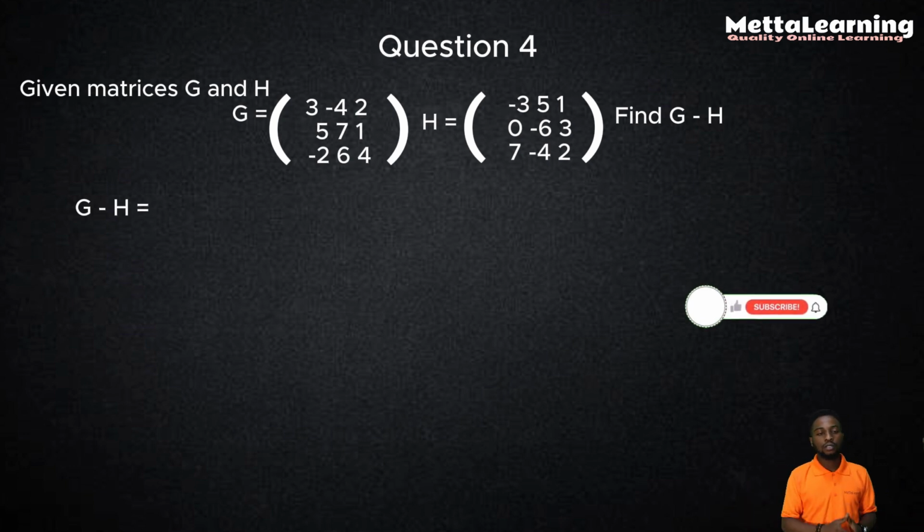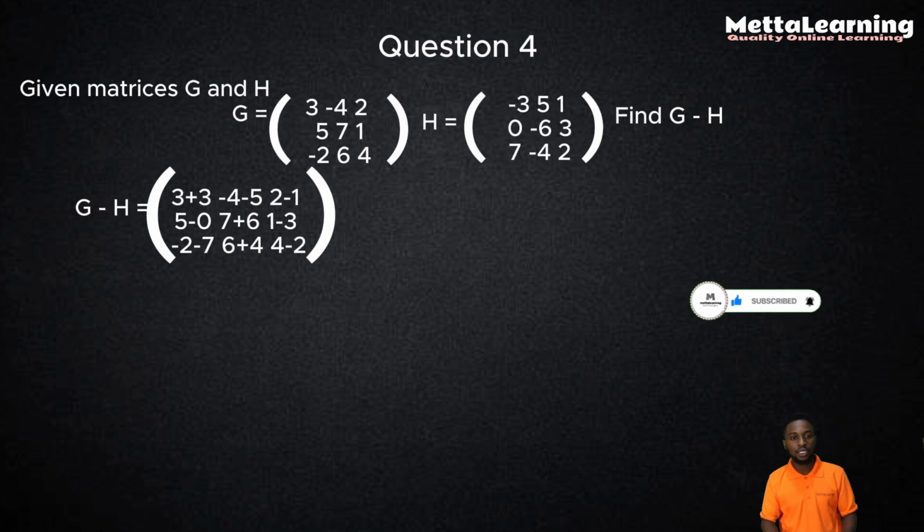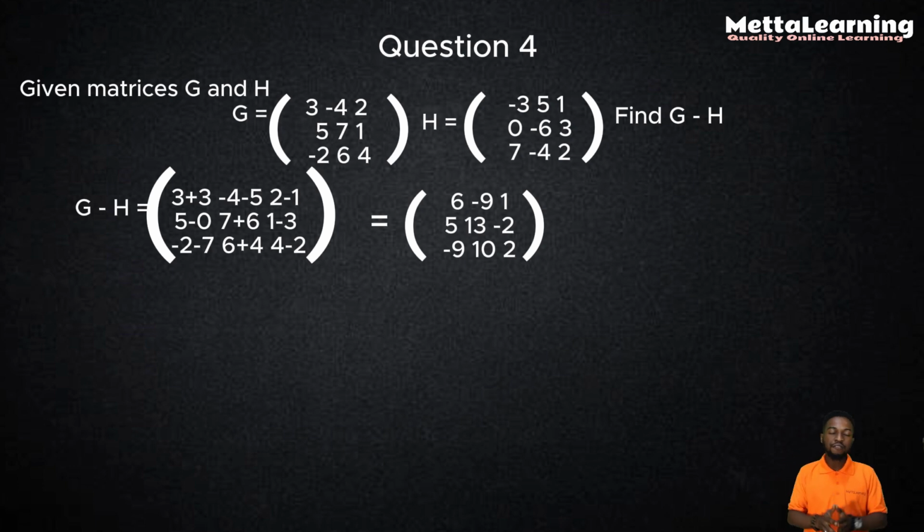Now let's do that. So we'll be having in columns now 3 plus 3, 5 minus 0, and we have minus 2 minus 7. Then the second column will be minus 4 minus 5, 7 plus 6, 6 plus 4, and the last column, 2 minus 1, 1 minus 3, and 4 minus 2. So when we subtract and add these elements together, we'll be having in columns now in bracket 6, 5, minus 9, minus 9, 13, 10, and we have 1, minus 2 and 2 as our final answer of the matrix G minus H.